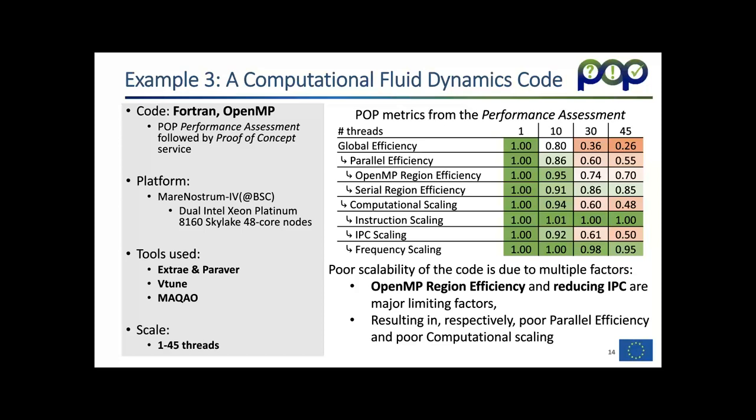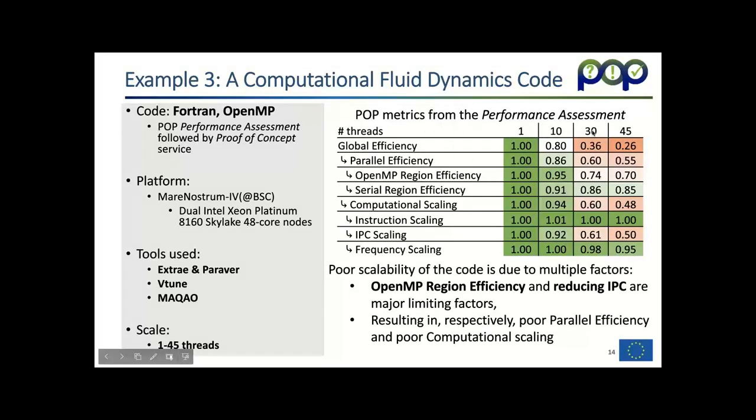The other example is a code from Computational Fluid Dynamics. This code is Fortran and OpenMP. So our methodology is not limited to MPI. We can apply it to almost every programming model. Our tools are prepared to apply this to MPI, OpenMP. There is also a little bit of CUDA now, and hybrid models, so it means combinations of those.